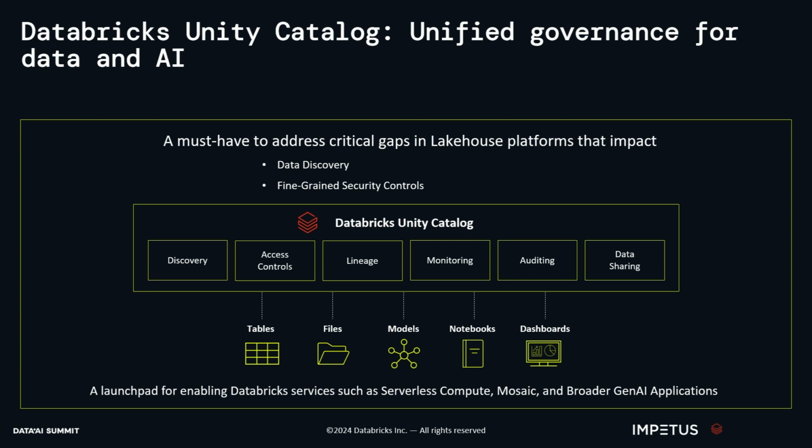Then the next thing is monitoring. Having good visibility and being able to observe from a monitoring standpoint helps. And then auditing and data sharing. This is more about the federated queries that Databricks Unity Catalog is able to support.